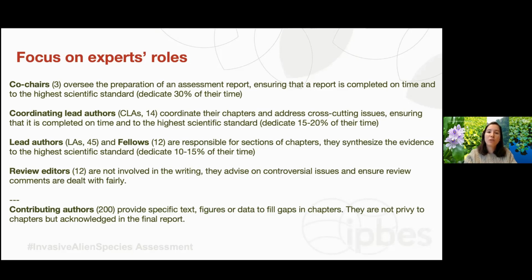Finally, we had 2 review editors per chapter, and they were not involved in the writing, but they advised on controversial issues and ensured that review comments received through the assessment process, that I will detail a bit later, are dealt with fairly. As I said before, we had the support from about 200 contributing authors that provided specific text, figures, or data to fill the gaps in chapters. They did not have access to the chapters because the entire assessment process is confidential, but they are, of course, acknowledged in the final report.